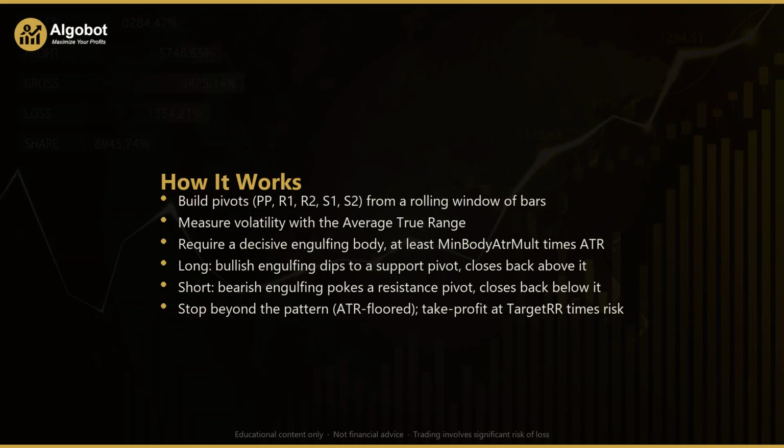The short side is a precise mirror. The strategy detects a bearish engulfing that pokes into a resistance pivot, R2, R1, or the pivot point, and closes back below it. It then signals a sell at the bid, places the stop just above the high of the pair, and projects the take profit the same proportional distance below the entry. In both directions, the stop and target are defined up front, so every trade has its risk framed before it begins.